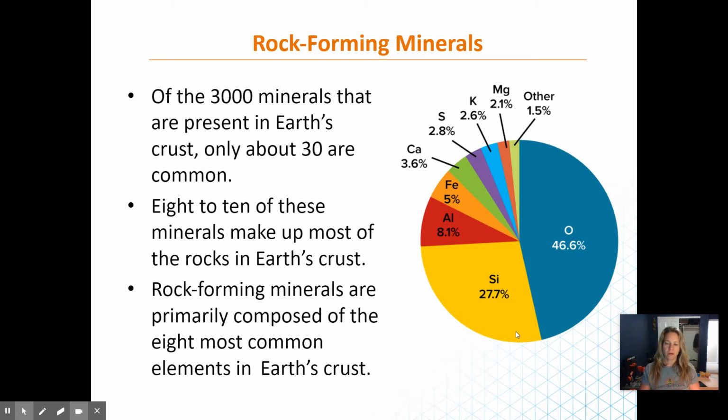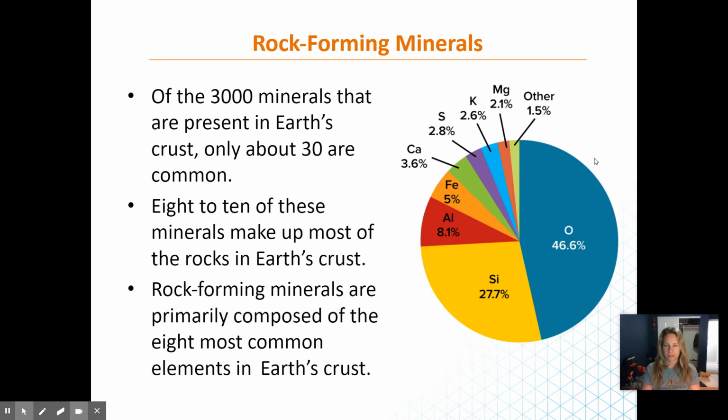And then we've got silicon, which is about 27%. And then you've got a variety of other things making up the other 28 minerals that are common. But you can see there's manganese, potassium, sulfur, calcium, iron, aluminum. Those make up others. And those are not as common, but we do see them often, especially like here where the rocks are really red. They have a really red look to them because they contain a lot of iron.